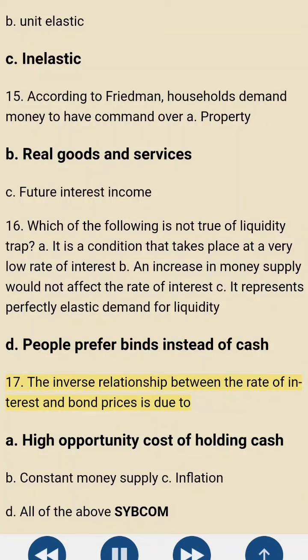17. The inverse relationship between the rate of interest and bond prices is due to A. High opportunity cost of holding cash. B. Constant money supply. C. Inflation. D. All of the above.